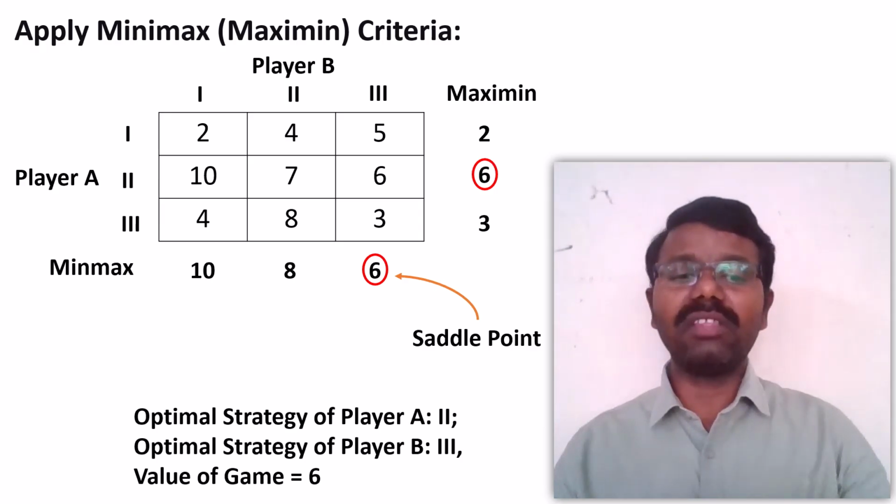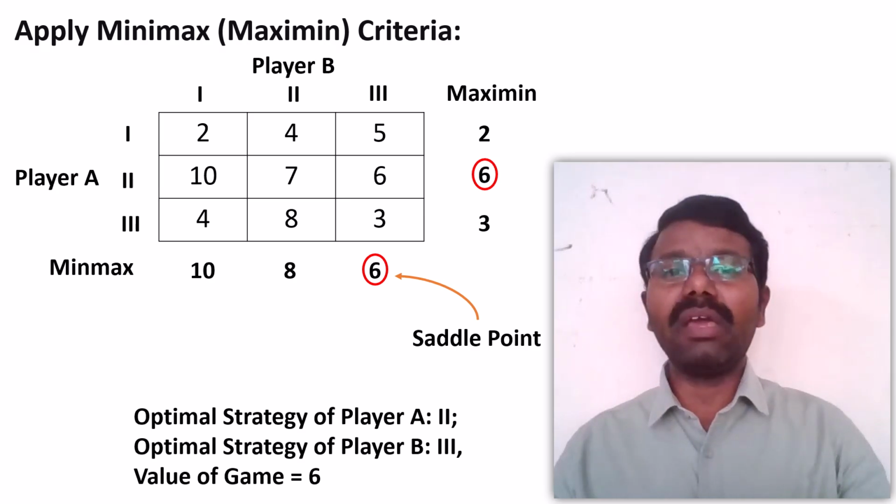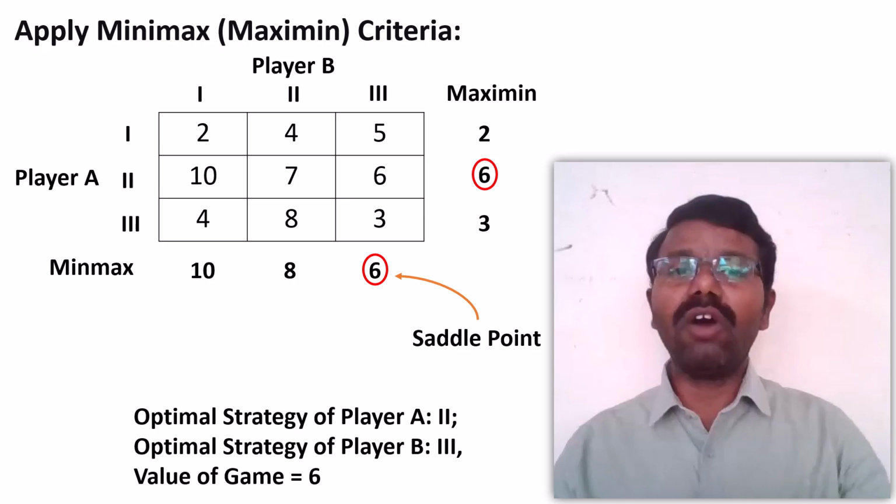So what does this result actually say? This result says if player A selects a pure strategy, that means the second strategy, and player B selects a pure strategy, that is the third strategy, the value of the game is 6. That means player A will get 6 points from player B if they select these optimal strategies of the game.